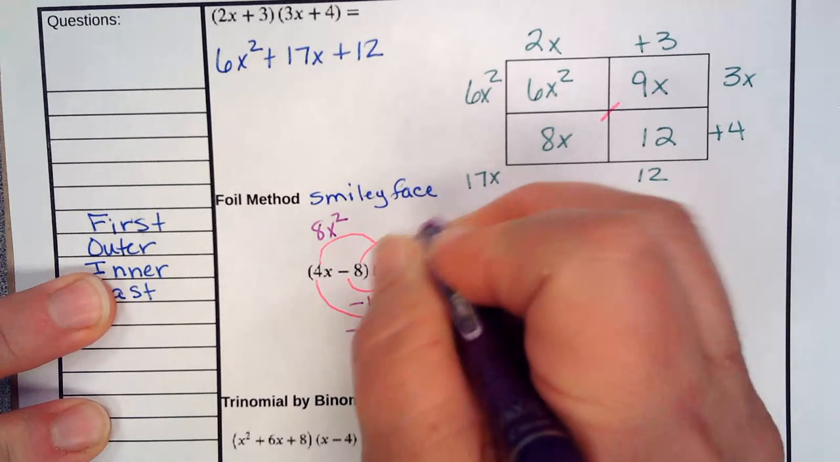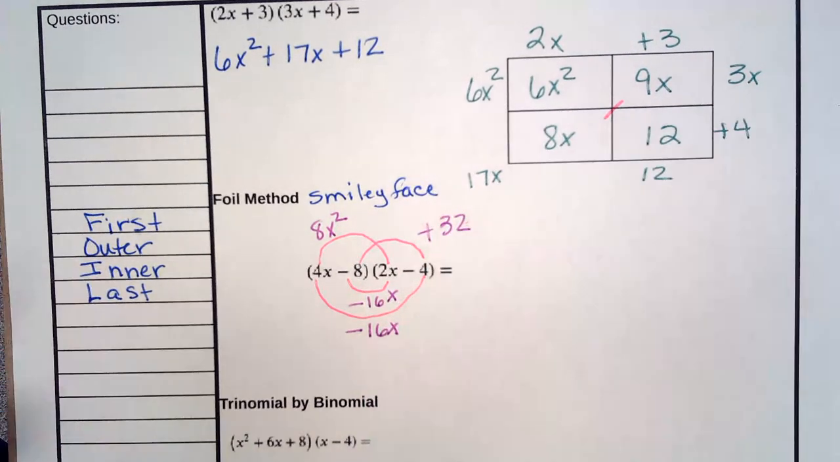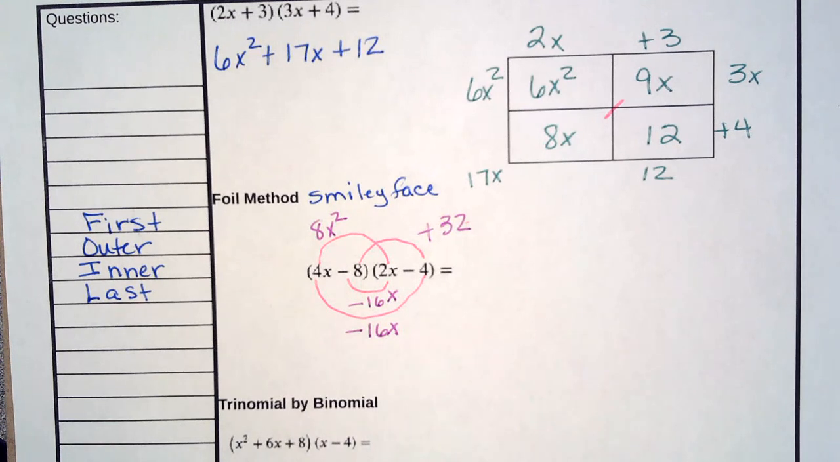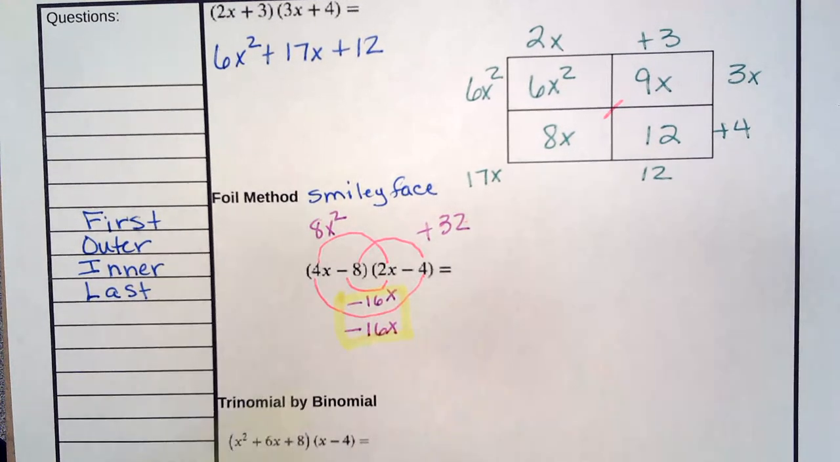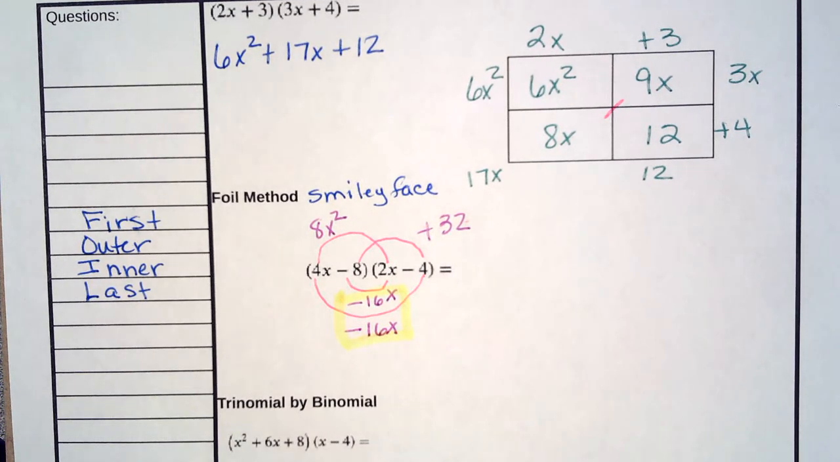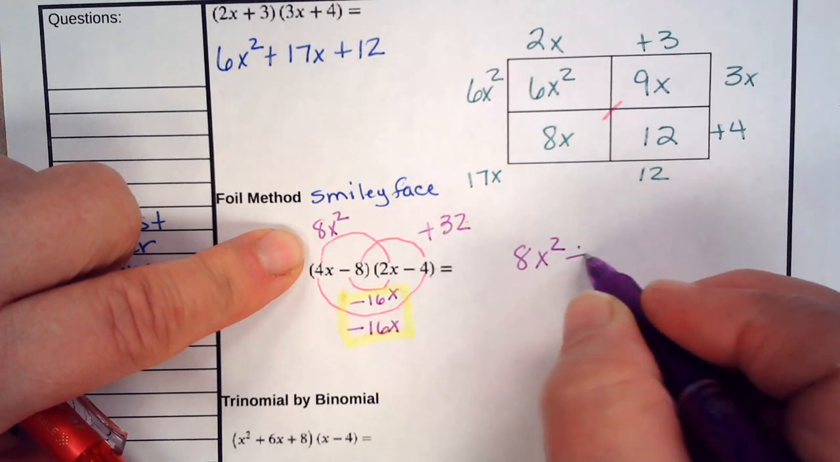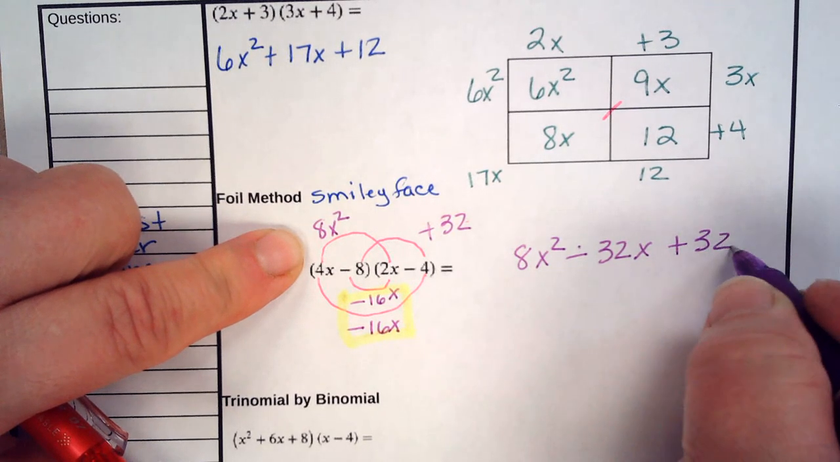When you do it this way, you still have to combine. If you notice, it looks like this is the top of the head, this is the smile, that's the chin. Kind of looks like a smiley face. In this case, you are only worried about what's down below. Negative 16 plus negative 16 gives you negative 32x. So this is 8x squared minus 32x plus 32.